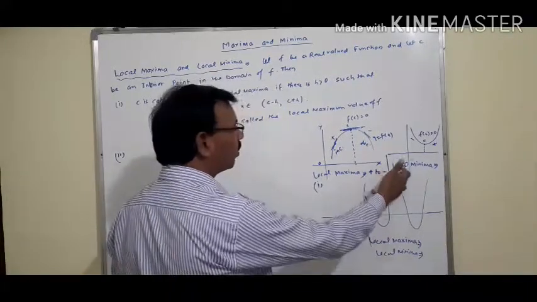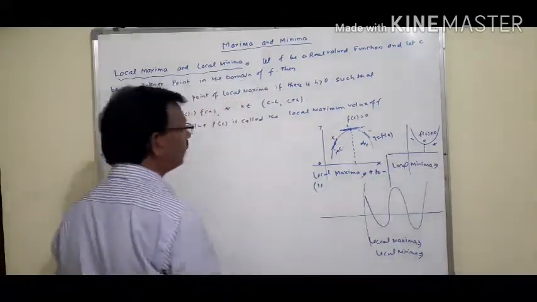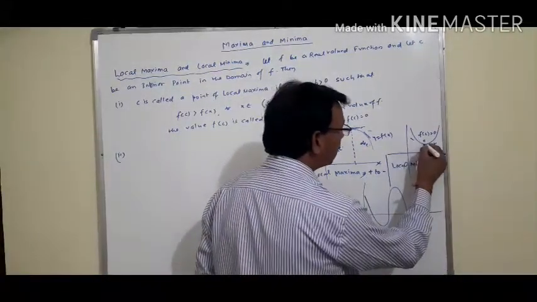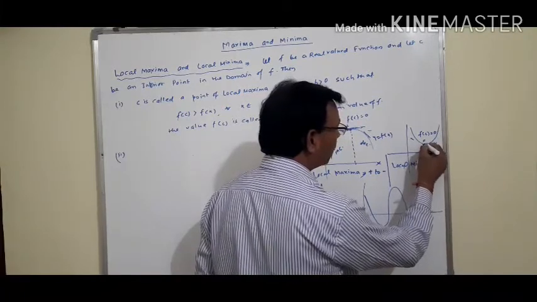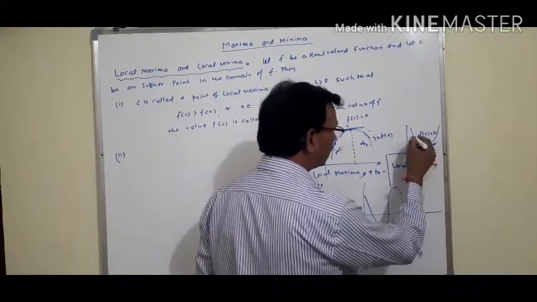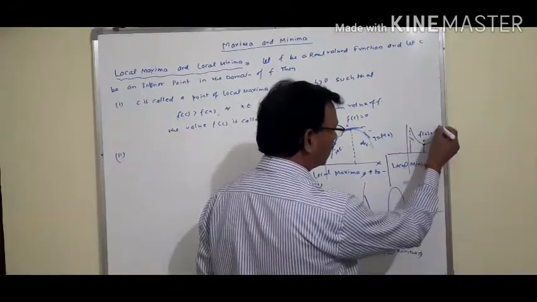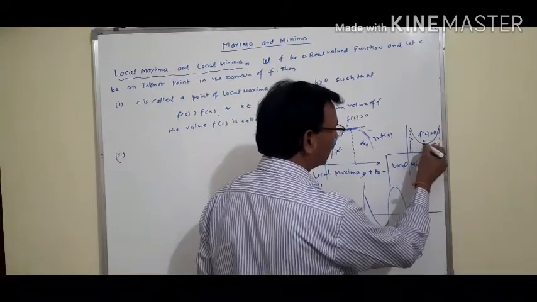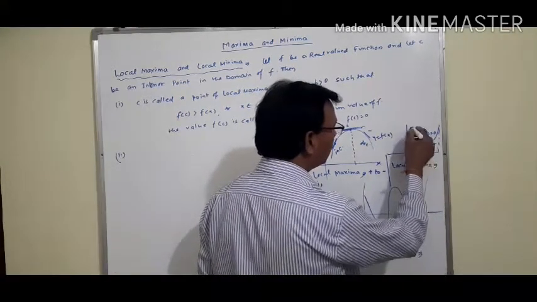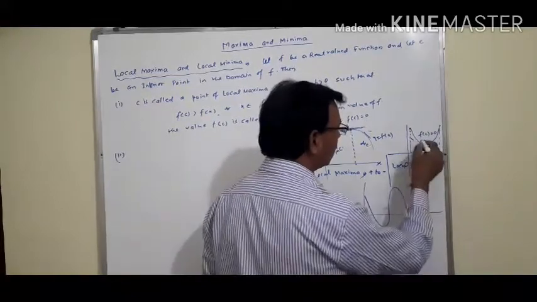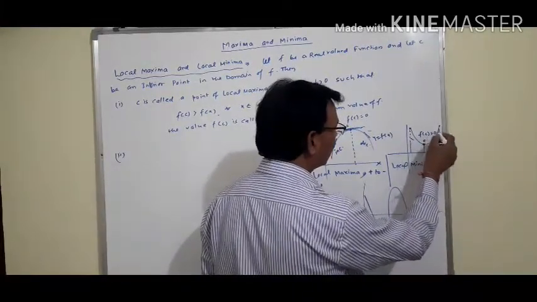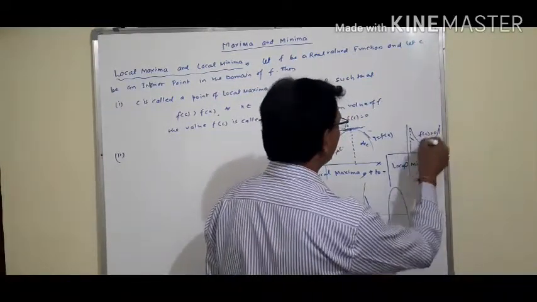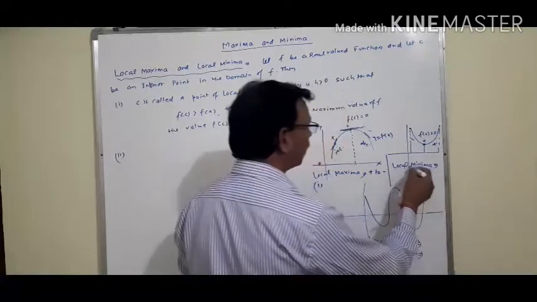Now we will discuss local minima. What is local minima? As you see here in this graph, the value at this point is the lowest value. This is the maximum value, but the value of the function at this point is less than at this point and this point. So at this point f dash of c is equal to 0, and the value of the function will be minimum, and this is called local minima.